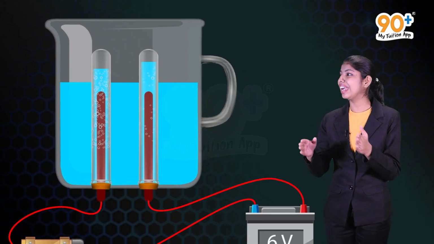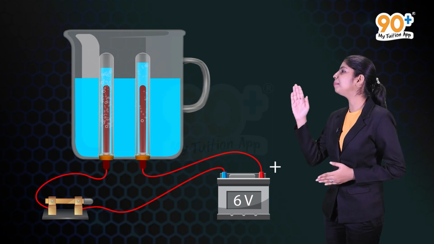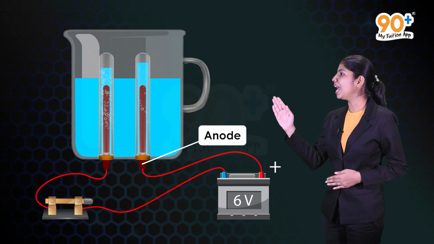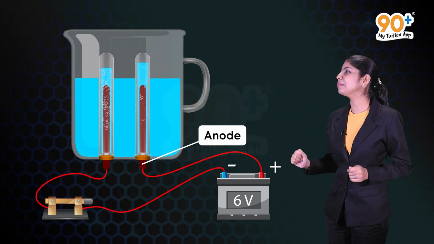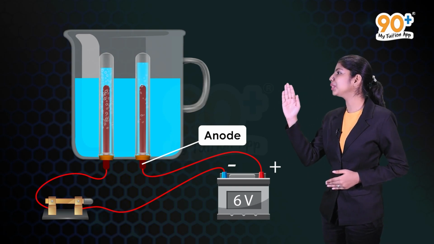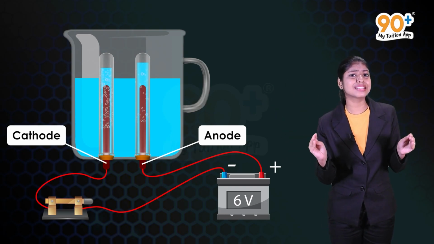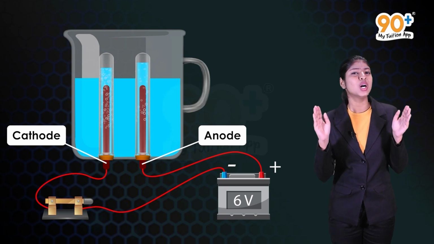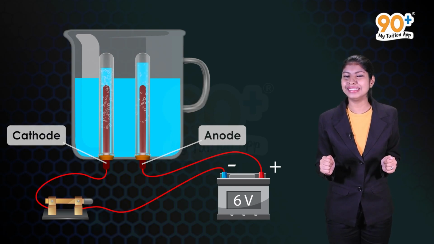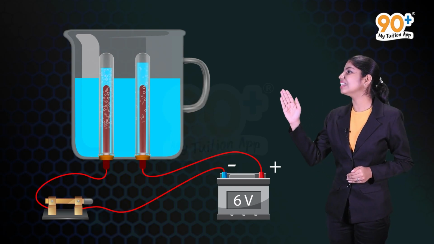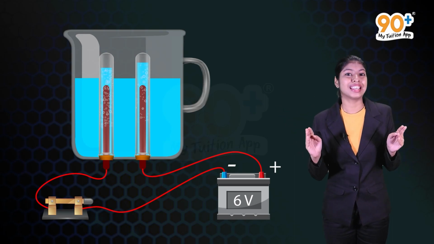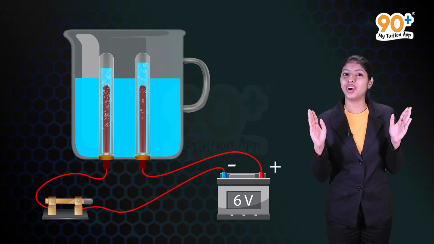Here you can see that the positive terminal of the battery is connected to the anode and the negative terminal of the battery is connected to the cathode. When electricity is passed through water, what is going to happen? Yes, the water splits into 2 products, that is hydrogen and oxygen.